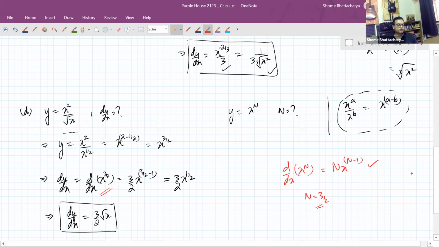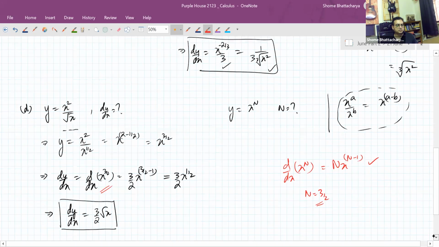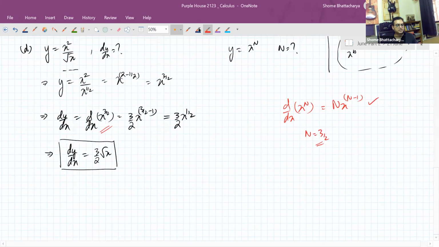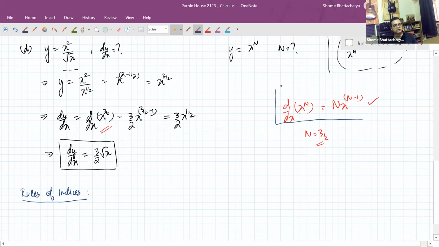Okay, so for these type of questions, the simple rules of indices that we use. So this is not part of differentiation, right? Differentiation is this formula. But if you have a question where there are mixed indices like these examples, then you can use any of these rules to simplify it to a single power.